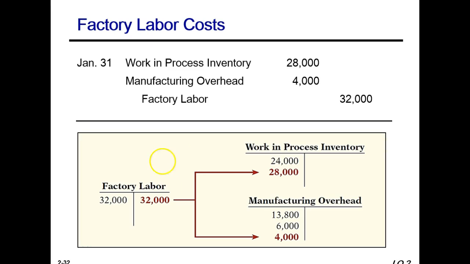So as you see, the factory labor was debited at $32,000. Now that we know where that labor was assigned to, we credit that factory labor and we assign 28,000 of it to work in process and 4,000 of it to manufacturing overhead. Now, what kind of employee would be assigned to manufacturing overhead? The janitor or supervisor, that's supervising a lot, okay? But the labor that is directly linked to work in process would be those specifically working on that product.